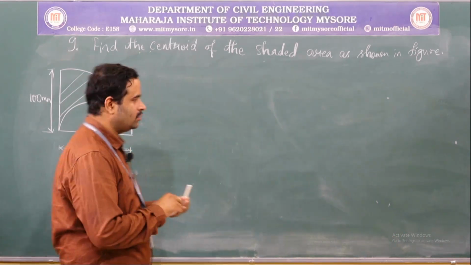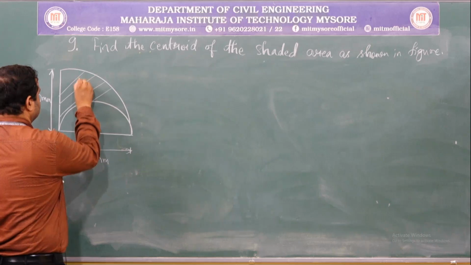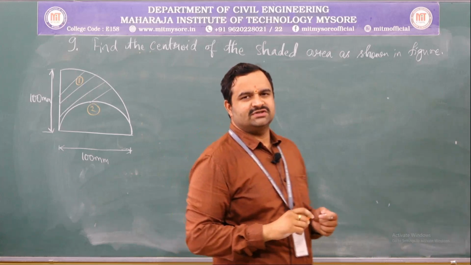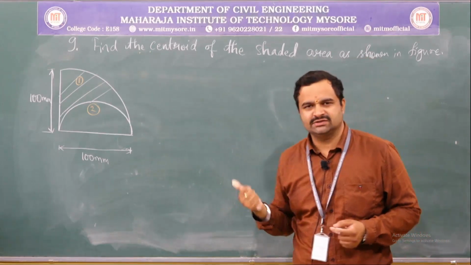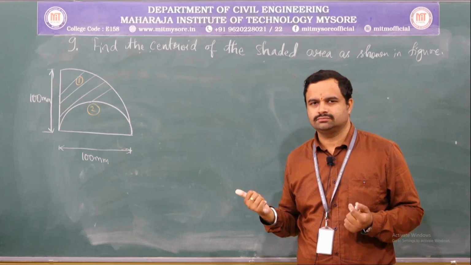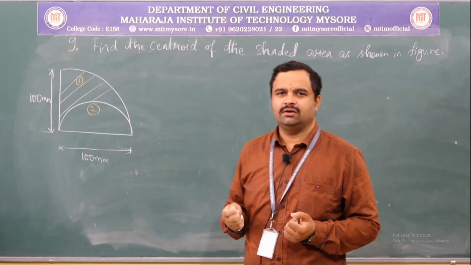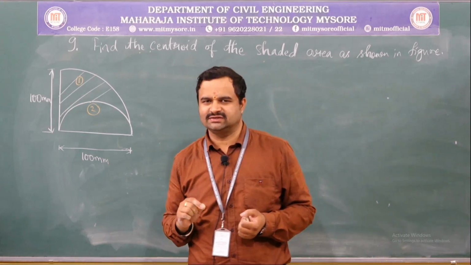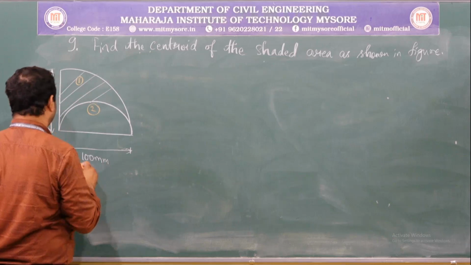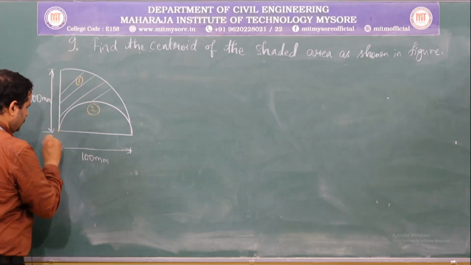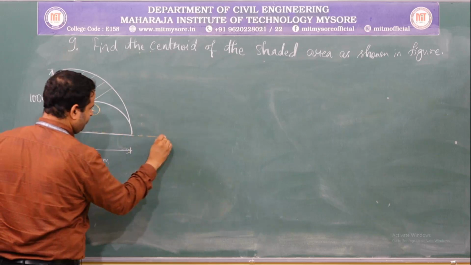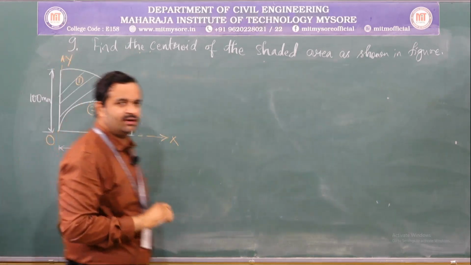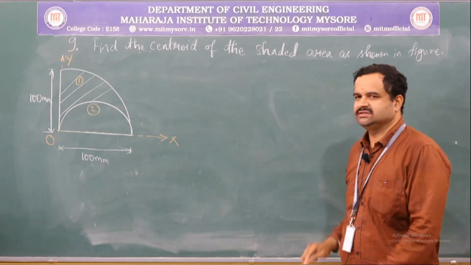Now, let me divide this into two components, the quadrant being number 1, the semicircle being component number 2. What is the first step? Do you have any axis of symmetry? No. Then we can go for the next step, which is choosing the reference axis or the coordinate axis. So, let me choose the reference axis. Let me take it as point O, OX axis, OY axis. Whatever centroid I will be calculating is with respect to this axis.